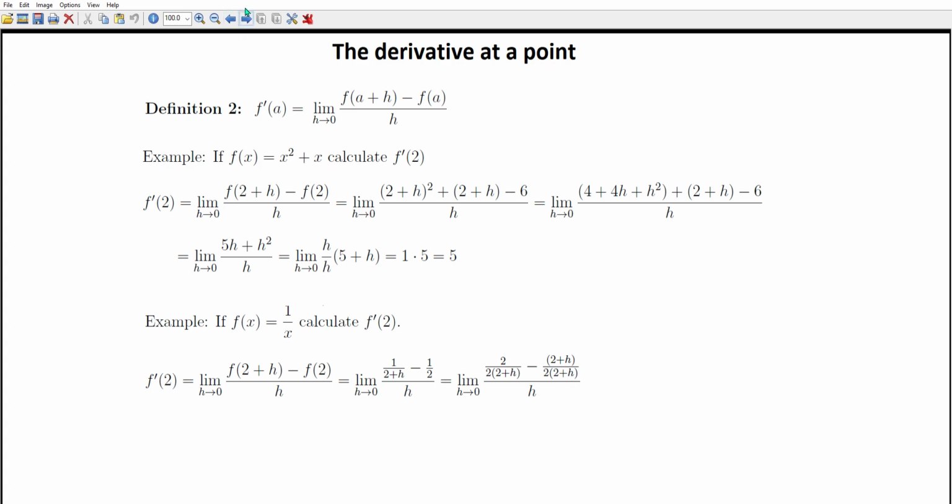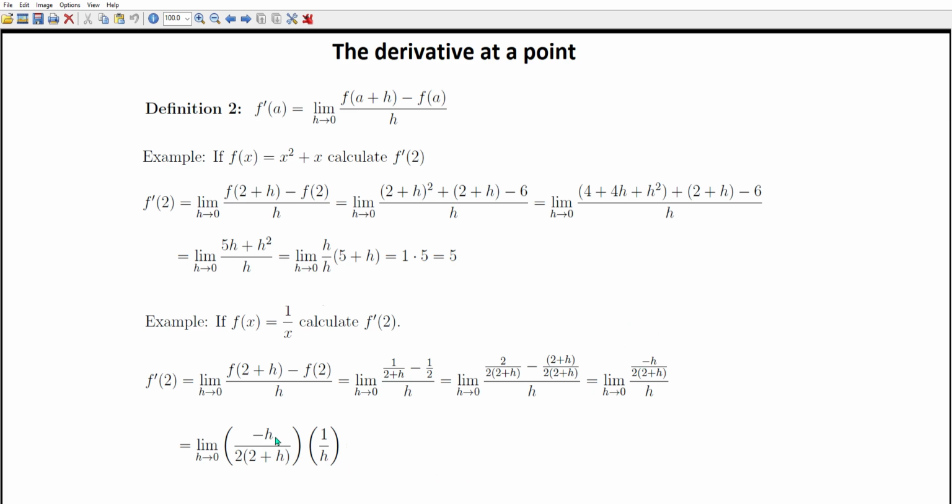We subtract the 2, and 2 minus 2 plus h is minus h. This denominator is 2 over 2 plus h, and everything is still over h. Now remember that dividing by h is the same as multiplying by 1 over h. So this h here has become this 1 over h. This term is what we had here.